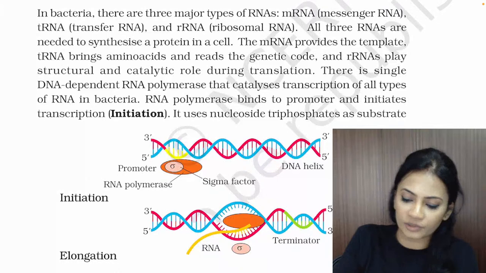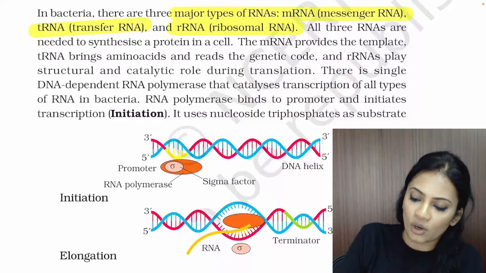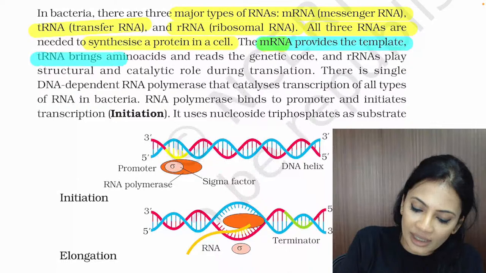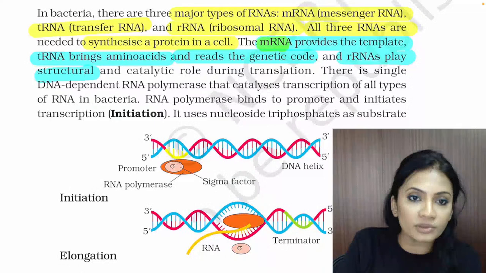In the process of transcription, three major RNAs are there: mRNA, tRNA, rRNA. All of them need to be synthesized. mRNA provides the template. tRNA brings the amino acids and reads the genetic code. rRNA makes the ribosome structure and the ribozyme enzyme during translation.